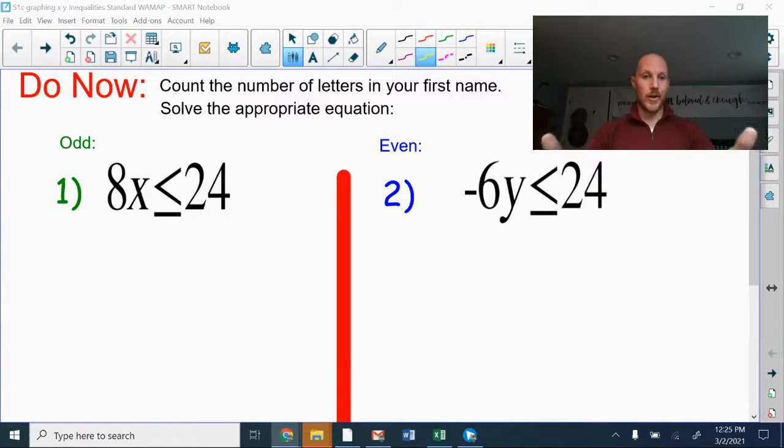Hey, algebra. Here's our do now for today. We'll split the class in half. Just go ahead and count up the number of letters in your first name. If you get an odd number, you do number one. If you get an even number, number two. Go ahead and hit pause so you get your answers worked out, and I'll just hang out till you are ready.